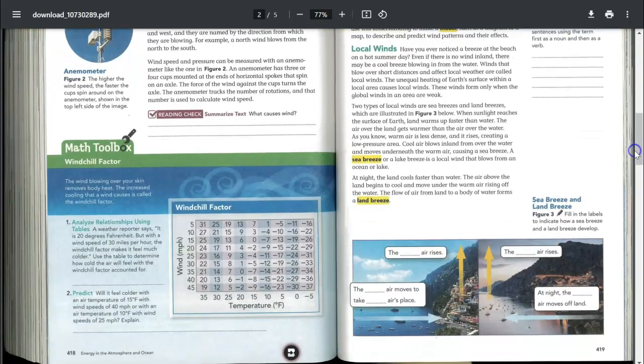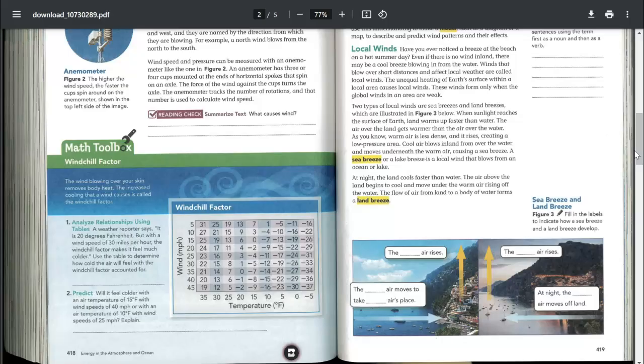When sunlight reaches the surface of Earth, land warms up faster than water. The air over the land gets warmer than the air over the water. As you know, warm air is less dense, and it rises, creating a low-pressure area. Cool air blows inland from over the water and moves underneath the warm air, causing a sea breeze. A sea breeze, or a lake breeze, is a local wind that blows from an ocean or a lake.